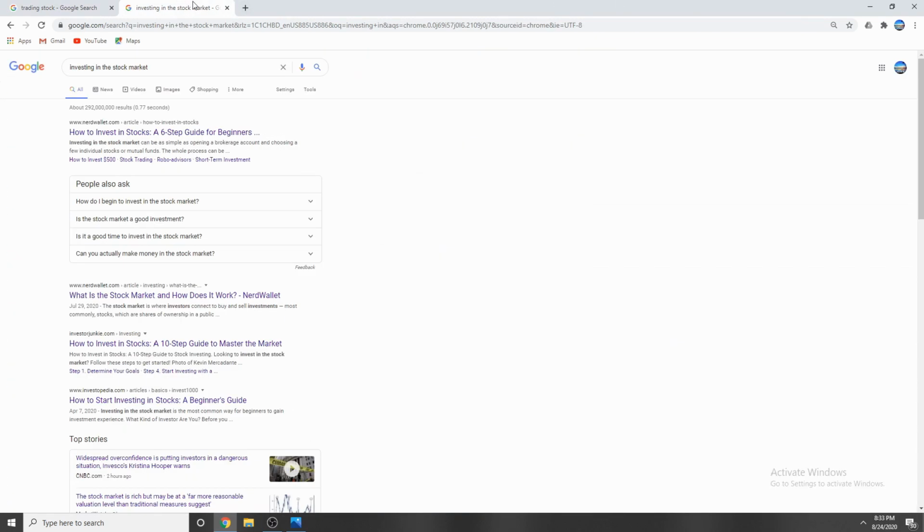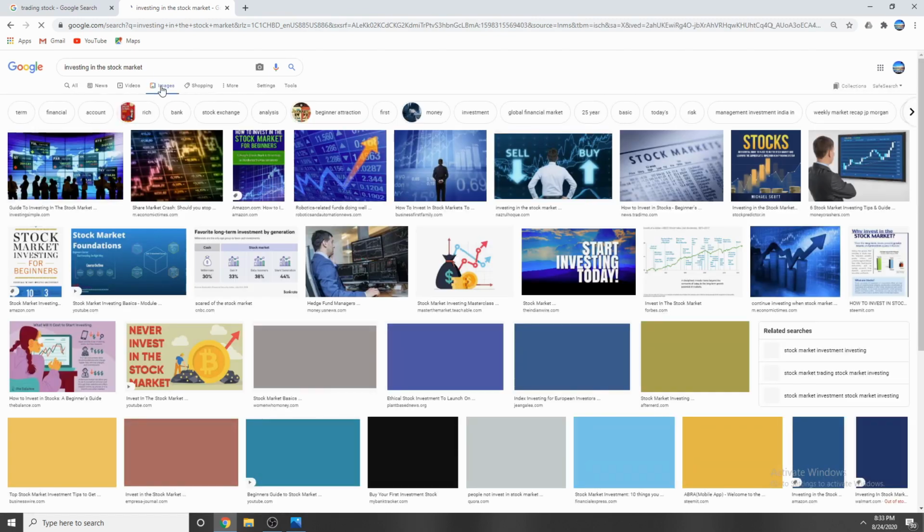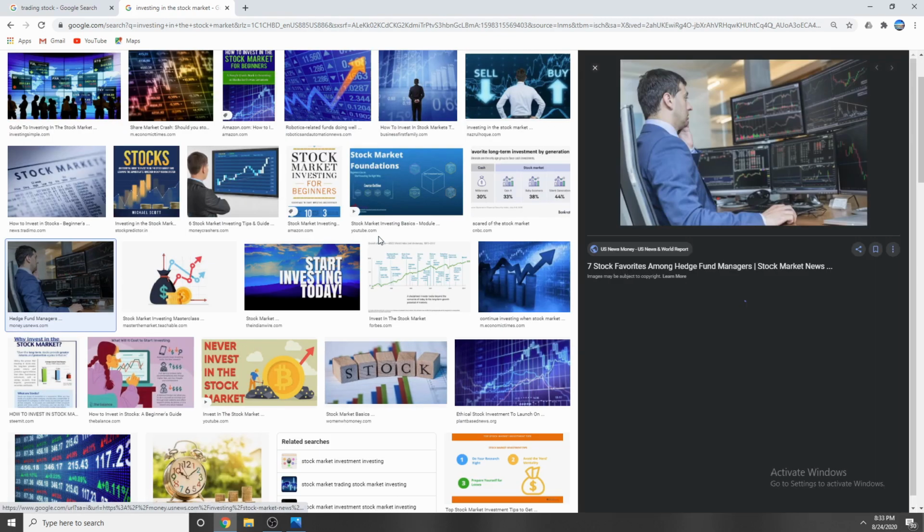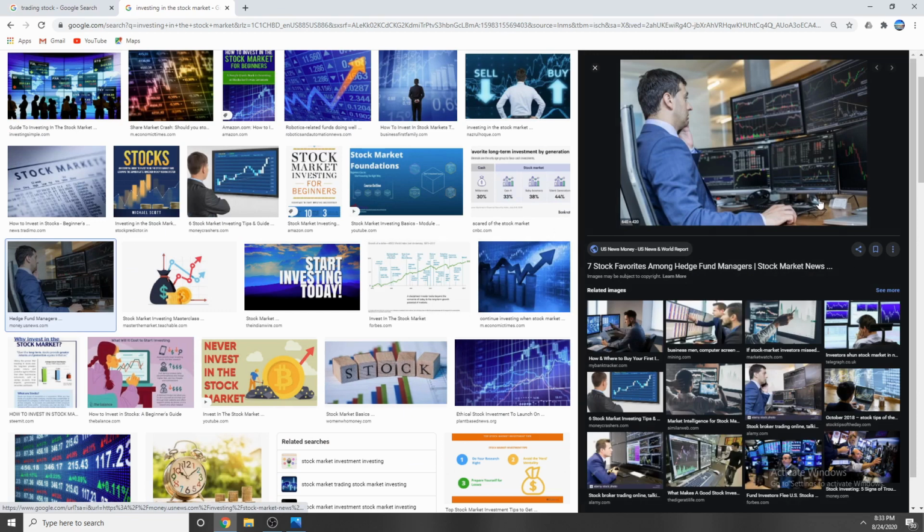Then we go to investing in the stock market. Investing is way different than trading. You can sit by a desk and look at charts and try to take profits really quickly, or you basically go with what are called blue chip stocks. Blue chip stocks are basically stocks that have been around for a while.